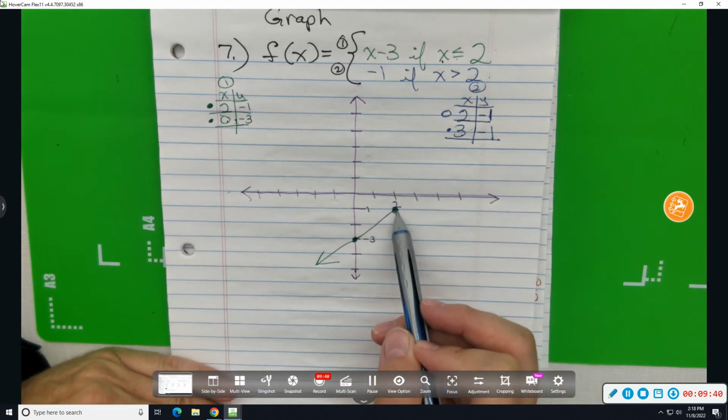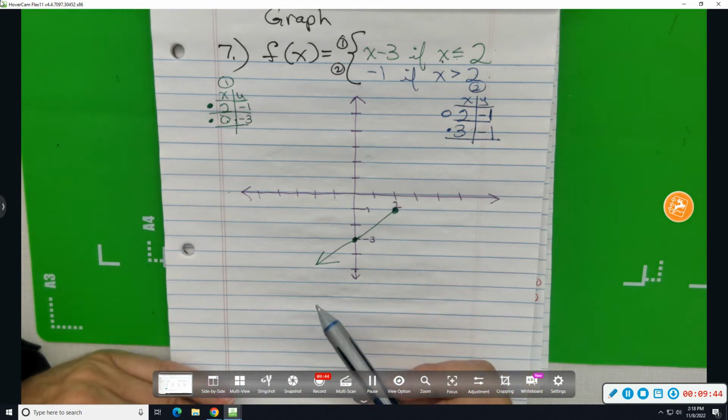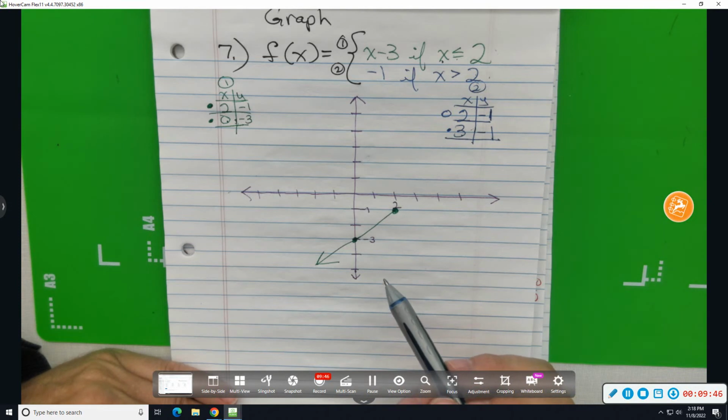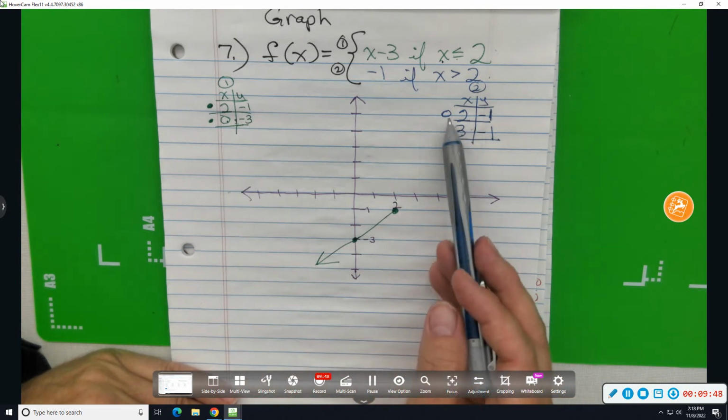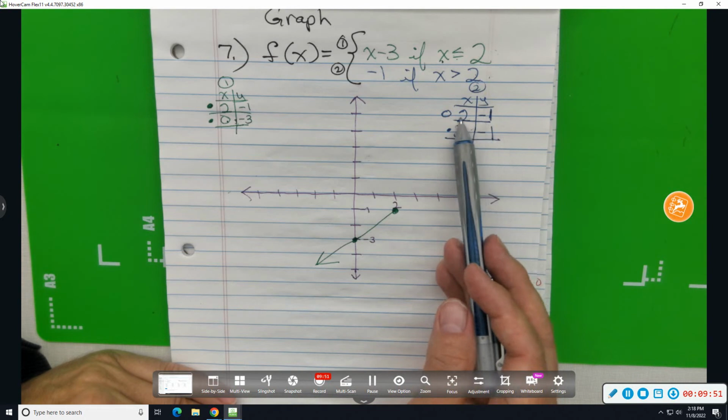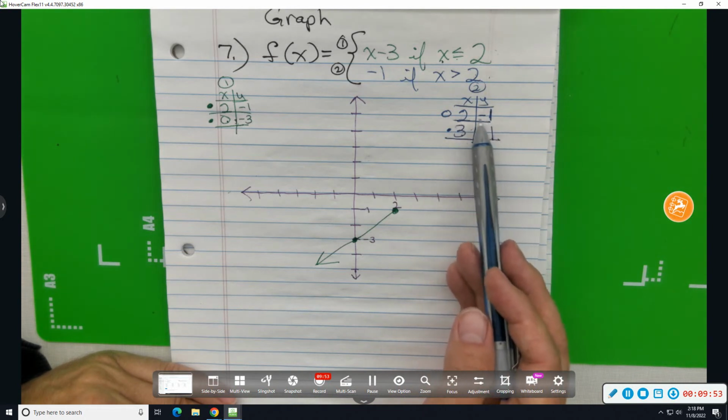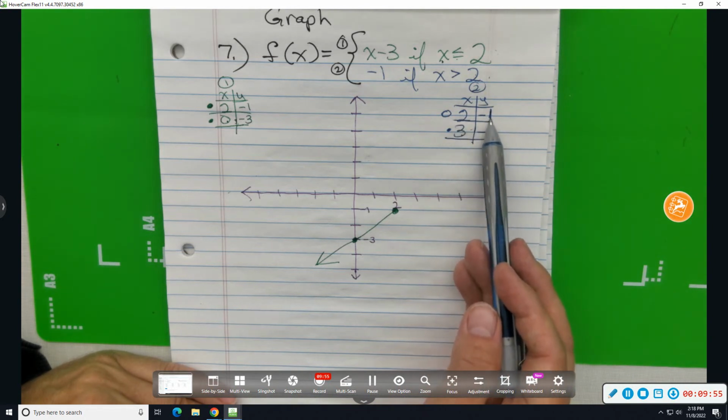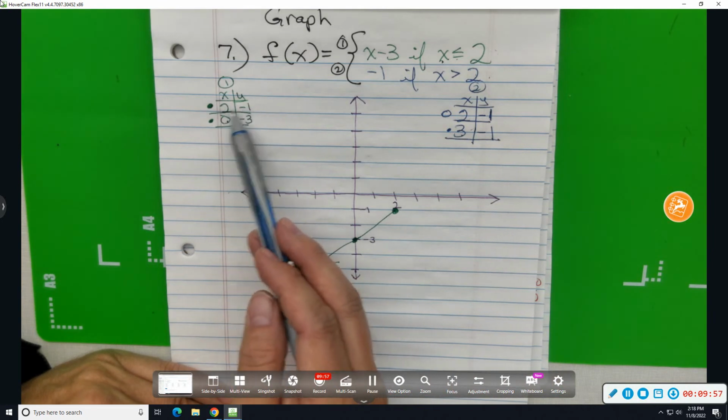So if you have an open and a closed circle appearing at the same spot on the graph, your graph is just a regular closed dot. That open circle says this point isn't on the graph, but yes it is. 2, negative 1 is on the graph. It's on the graph of the green piece.